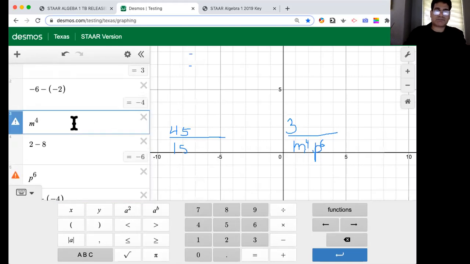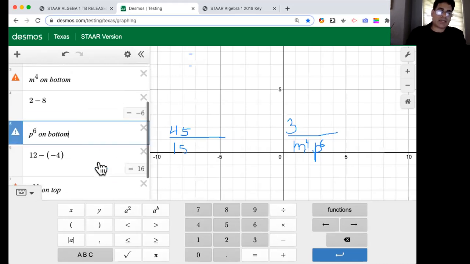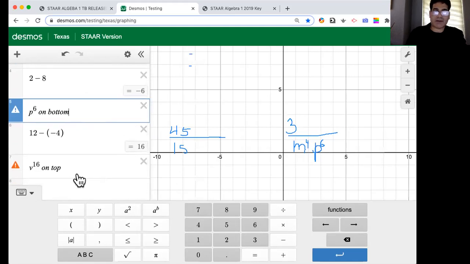So this is what I'm going to do. I'm going to tell you that M to the 4 is going to be on the bottom. My P to the 6 is going to be on the bottom, because I have a negative, and my V to the 16 is positive, so it's going to be on the top. Let me put that on the top now. Let's see, do we put any others at the top? Let's see if there's anything left.